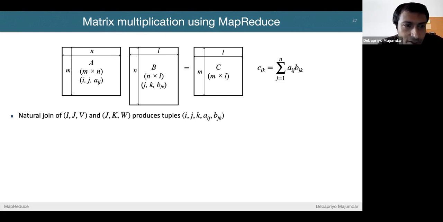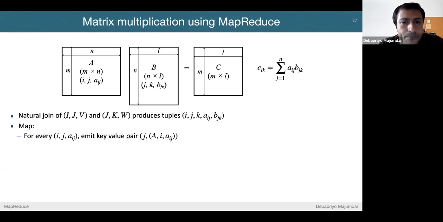So let's move on. The natural join will produce Ijk, Aij, Bjk. To see the details of it, the map has to be, for every Ij, Aij, we'll output J, comma, and then the rest of the value I, Aij, and remember that it came from table A. And similarly for matrix B, Jk, Bjk will go to J, comma, k, Bjk.